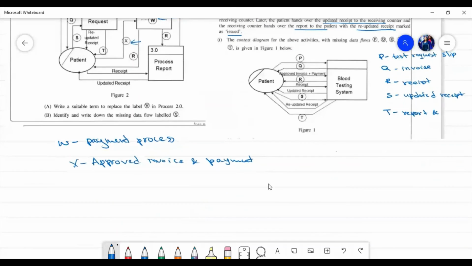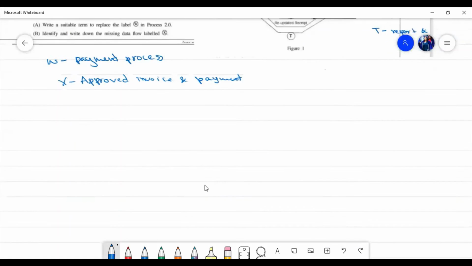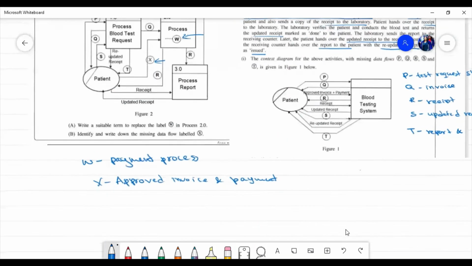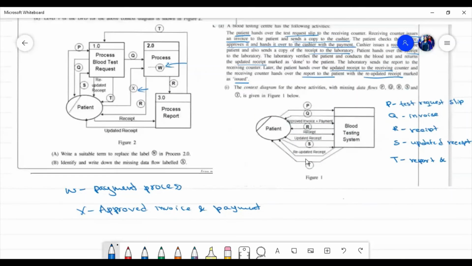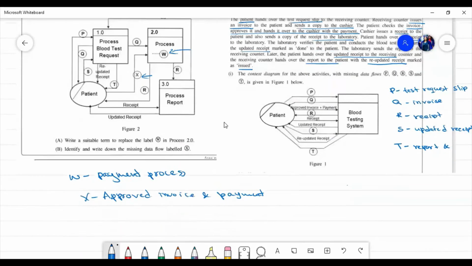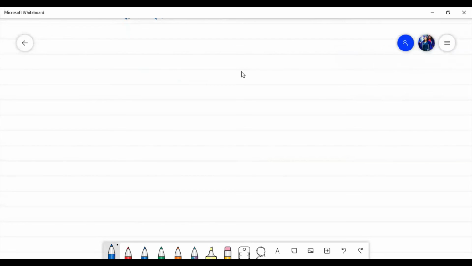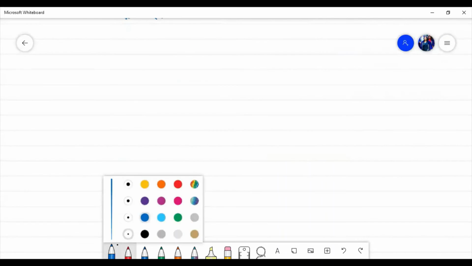Right, so let's discuss a few rules. As I told you, when you are drawing these, you have to tally the inputs and outputs of the context diagram and the level 1 diagram. If you have 6, you need to have 6 here. That's how you can cross check whether you have done it correctly. We have a few rules to follow.